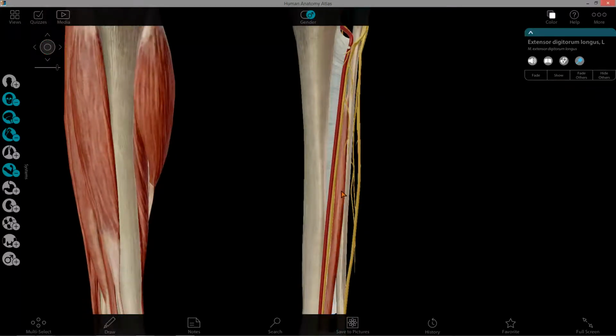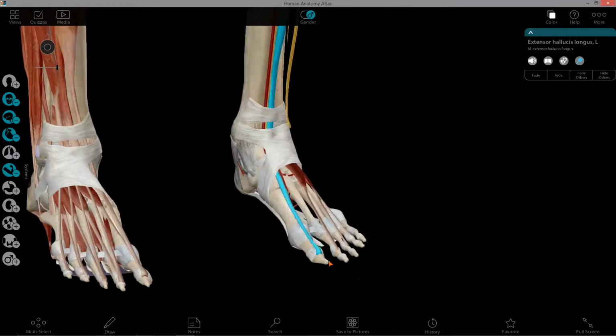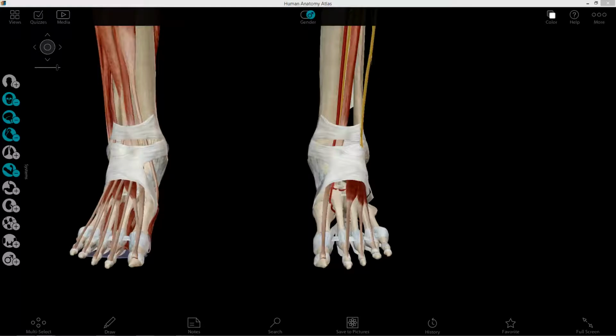If we hide that, we then have extensor hallucis longus, which attaches to the distal phalanges of the big toe, or the first digit. And that's essentially the 3 primary muscles I want to cover in what's known as the anterior leg, or the extensor muscles, so to speak.